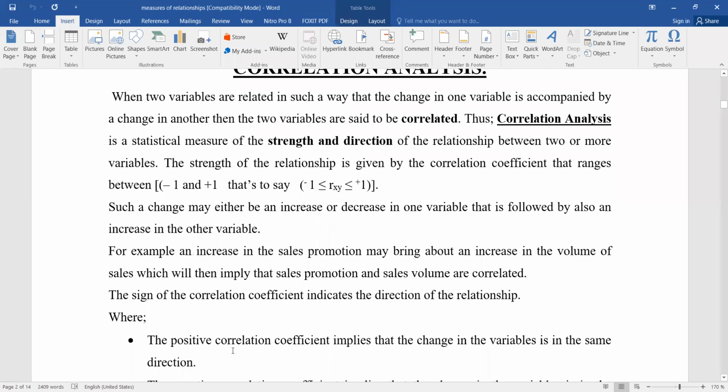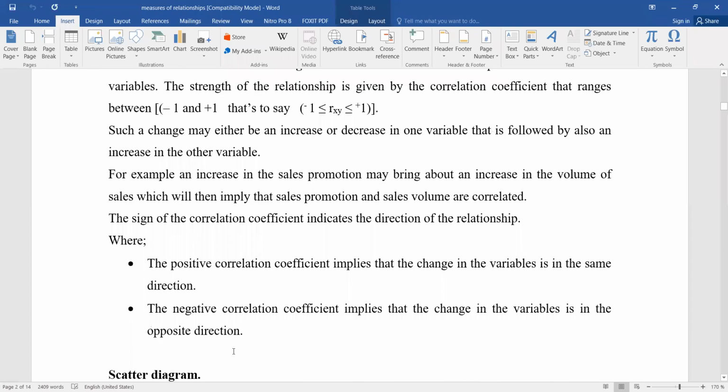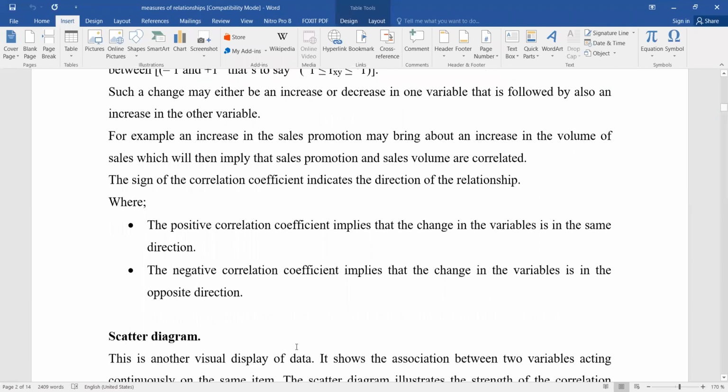If it is positive, then they move in the same direction. That implies that a change in one will also bring a change in the other. If it is negative, then it implies that they move in different directions. So an increase in one will lead to a decrease in the other. So a negative correlation implies that the change in the variable is in the opposite direction.